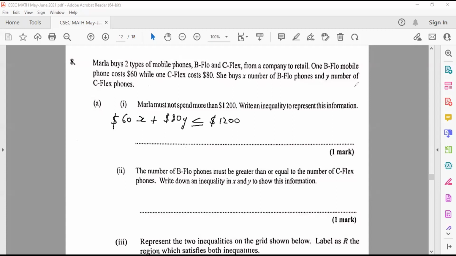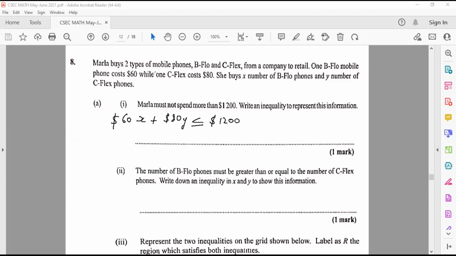I have $60 for one B Flow phone, so 60 times X will tell me the cost of the B Flow phones I bought. I have $80 for a C Flex phone, so 80 times Y will give me the cost of the C Flex phones. When I add the two together, I'm not supposed to get more than 1,200. The number of B Flow phones must be greater than or equal to the number of C Flex phones. Write down an inequality in X and Y to show that.